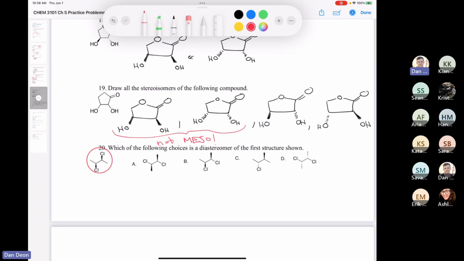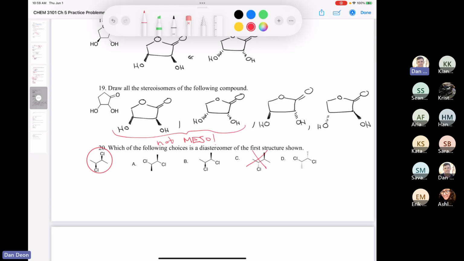It can't be C because C doesn't have a second chlorine, right? C only has one chlorine, right? So it's got to have two chlorines in the molecule. And so it might be this one, or this one. So we can eliminate C. And so then what are we going to do?